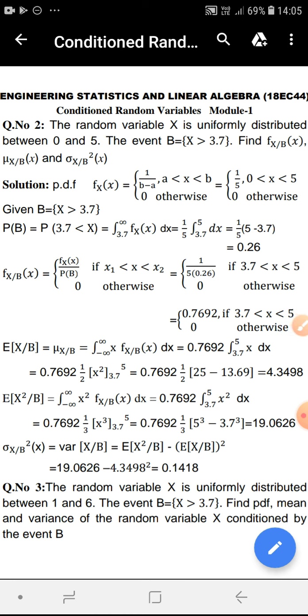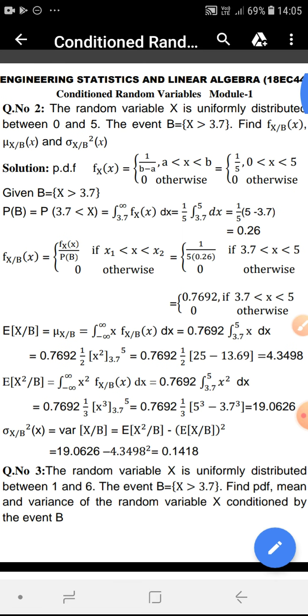Now the expectation or mean conditioned by the event B, that is E of x given B. The definition will be integral from minus infinity to plus infinity of x into the conditioned probability density function fx given B of x.